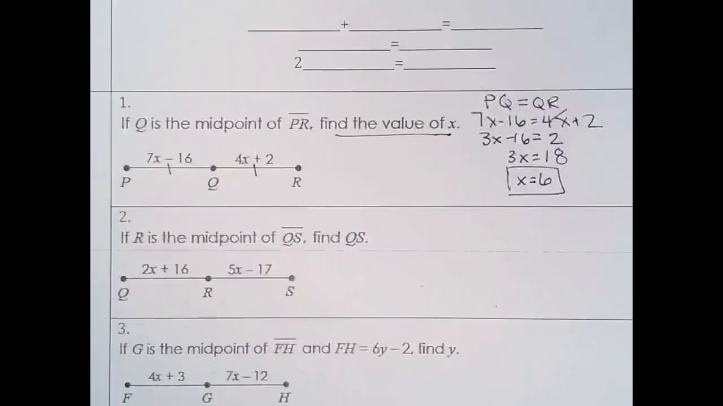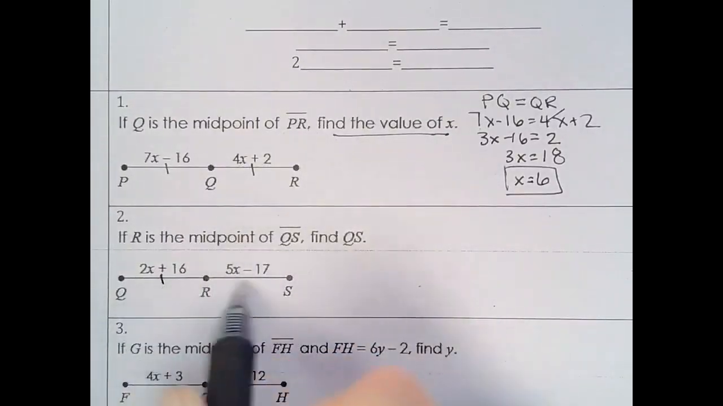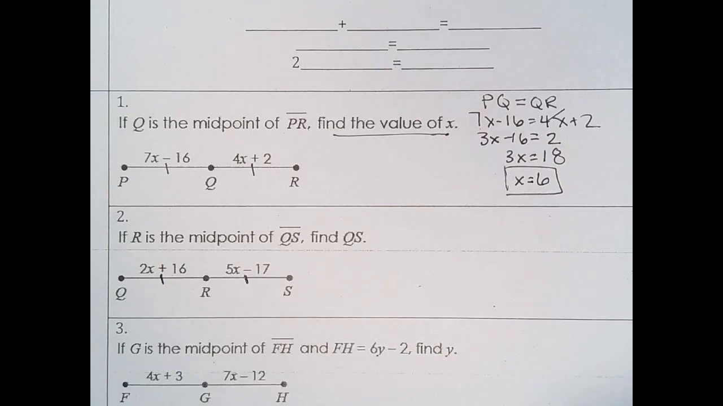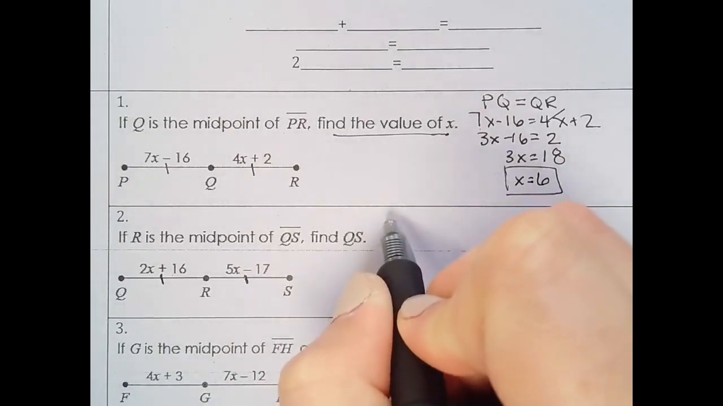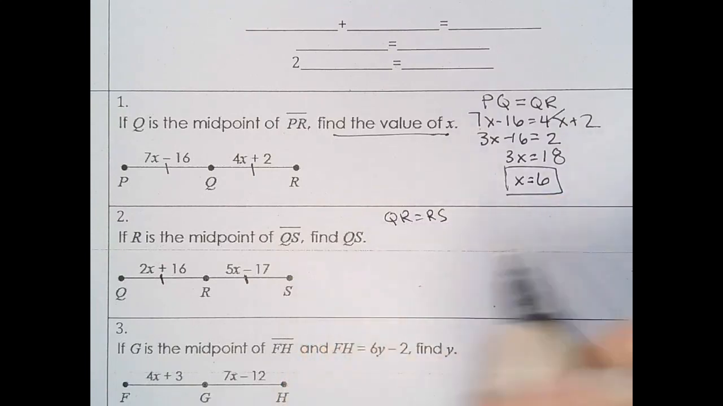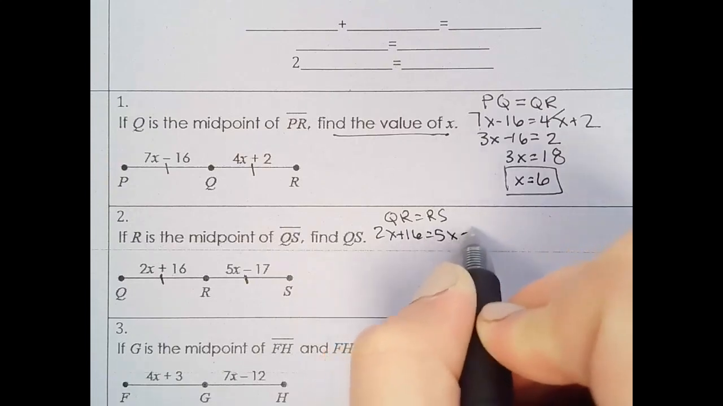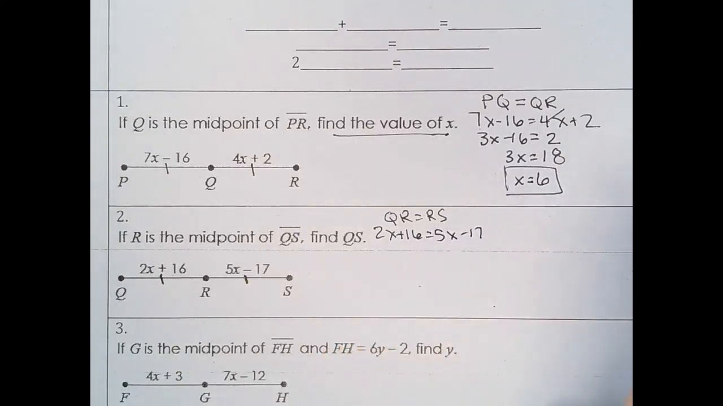Number 2, if R is the midpoint of QS, so R is exactly in the middle, QR and RS are the same length, find QS. So we have, again, QR is equal to RS. So we have 2x plus 16 equals 5x minus 17. Take a second, pause the video, solve for x on your own.